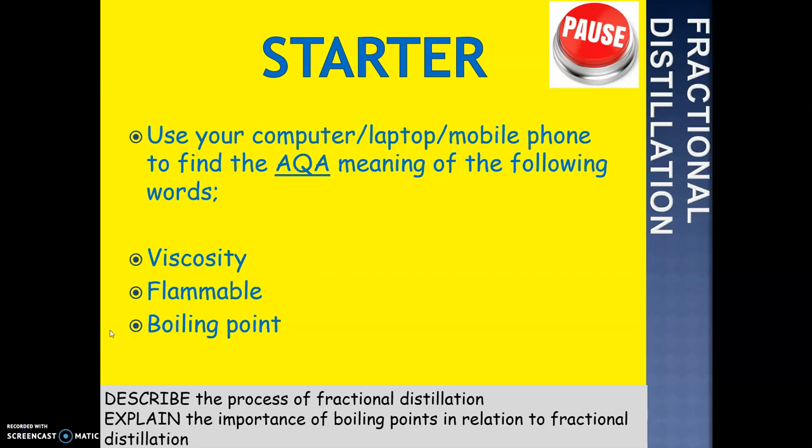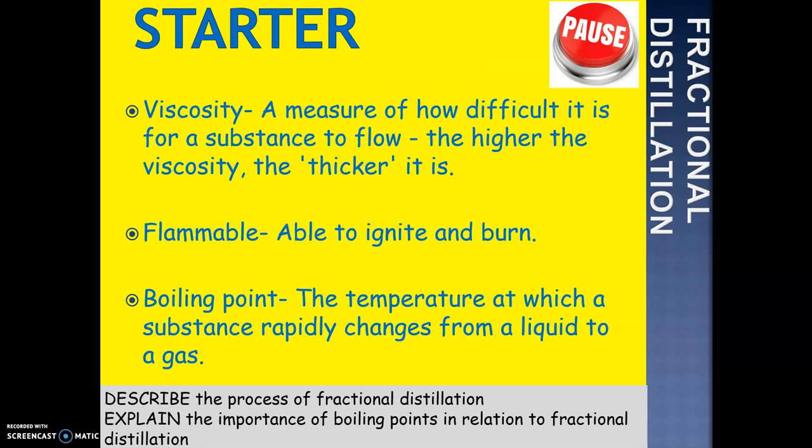Okay. Can you pick up a green pen or another coloured pencil and tick these out of 3 as coming up? So viscosity, that is a measure of how difficult it is for a substance to flow. The higher the viscosity, the thicker it is. So water has a very low viscosity because it flows very easily. However, custard has a very high viscosity because it's very thick, but it still flows.